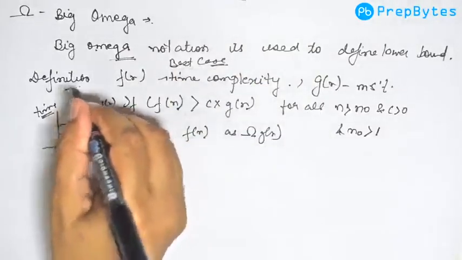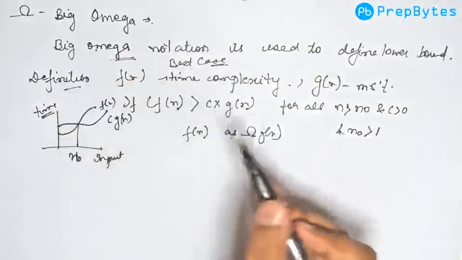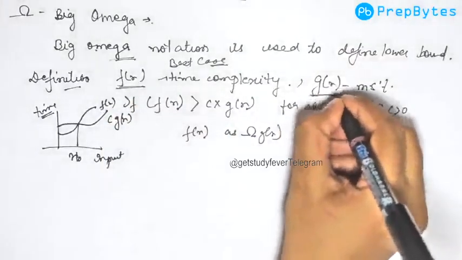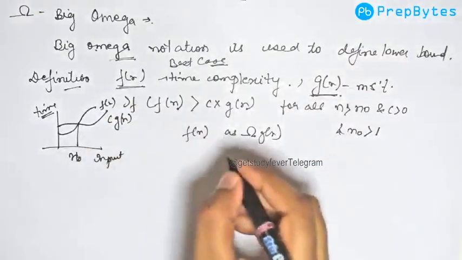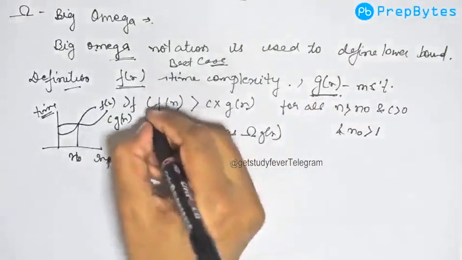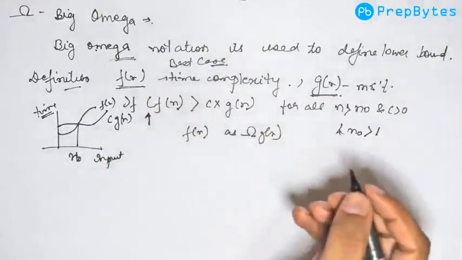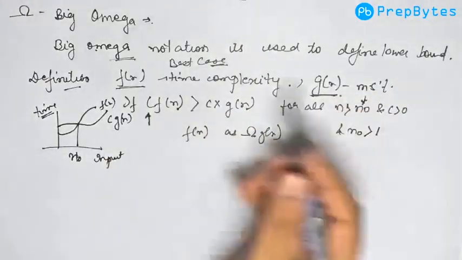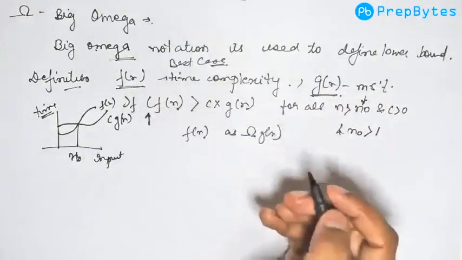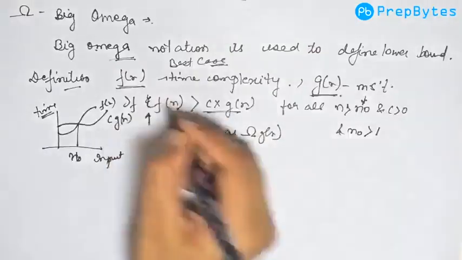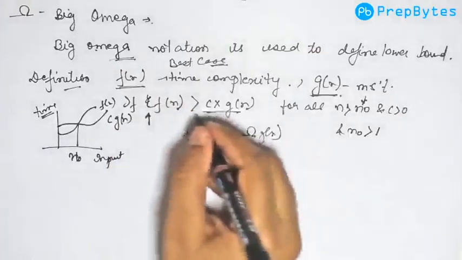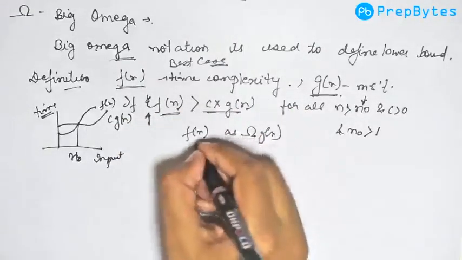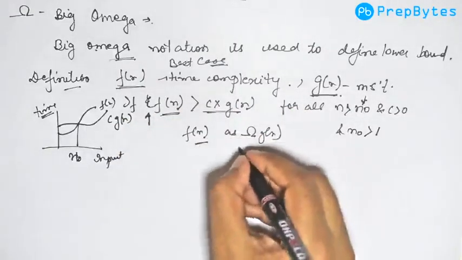Now, if we again try to define big omega, then we say that if F(n) is the time complexity and G(n) is the most significant term, then if there exists a C and there exists an N naught, and for that C and N naught, C into G of N is always less than F of N, then we can represent F of N as big omega of G of N.